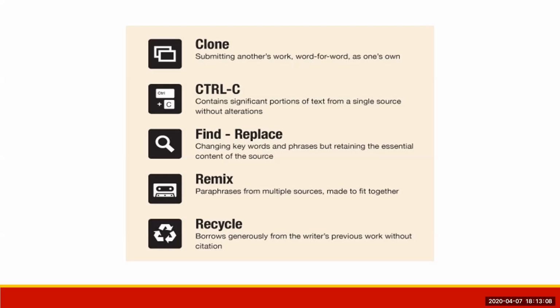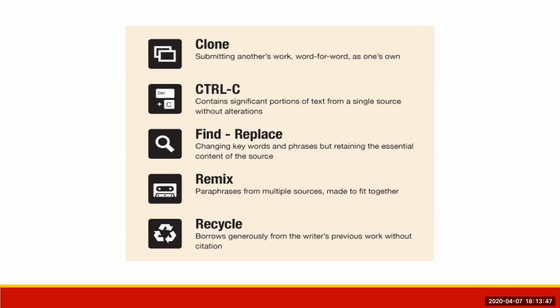There's also Control C. For those of you who know keyboard shortcuts, Control C actually stands for copying. That's the keyboard shortcut to copy something. This happens when you take a quote and it contains significant portions of text from a single source without alterations. So this is similar to cloning. It's just taking a piece of someone else's work and then passing it off as your own. You don't alter it, so you don't change any of the wording. You just copy and paste, say like a paragraph from somewhere else, and then submit it.